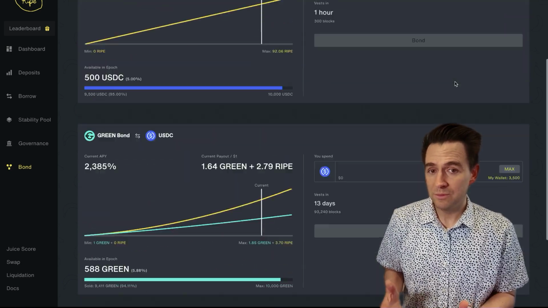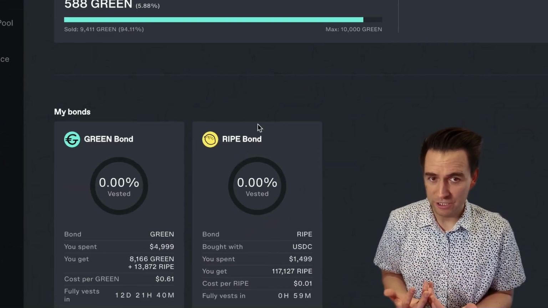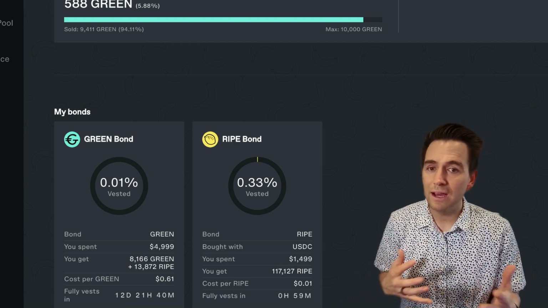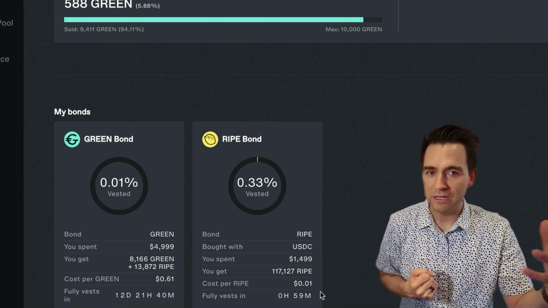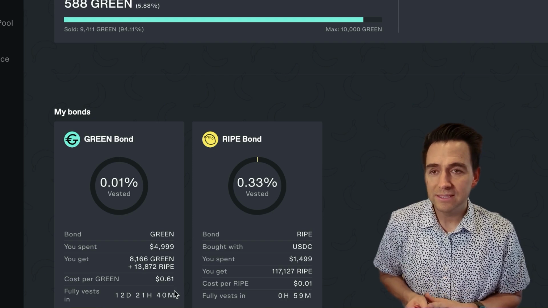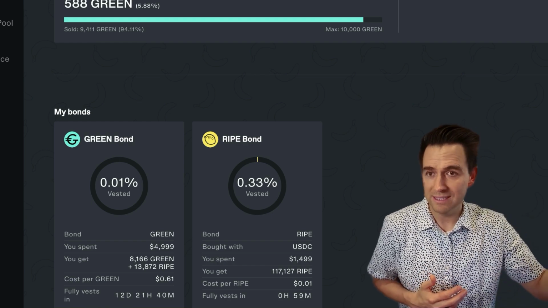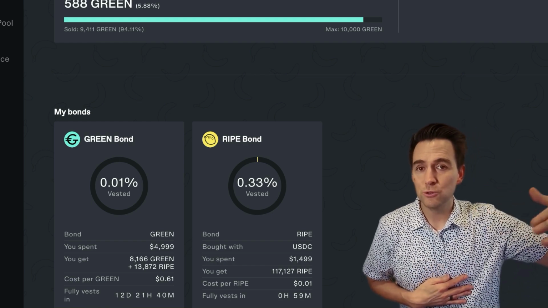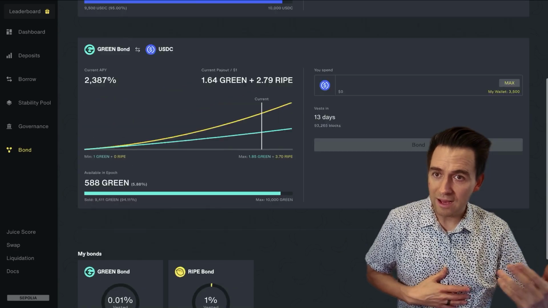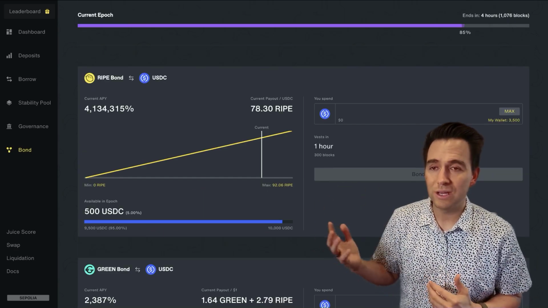Now at the bottom of the page, I can see the bonds that I've purchased, and there is a vesting period. I have to wait a bit before I can just go grab my Green, grab the Ripe tokens. And this is simply because we need the economics to make sense. The proceeds from USDC going to the endowment need to generate yield and offset the cost of selling these Ripe or Green tokens at a discount.